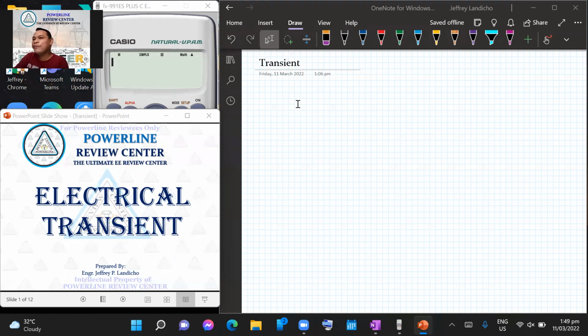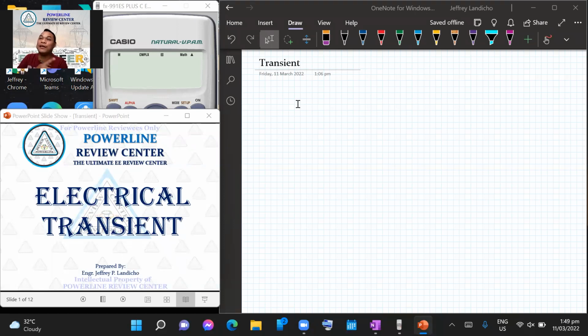Okay? Kaya nga kung papansinin mo, meron pa tayo dyan na fluorescent lamp, pag in-on mo si fluorescent lamp, hindi siya ganun agad super light, di ba?